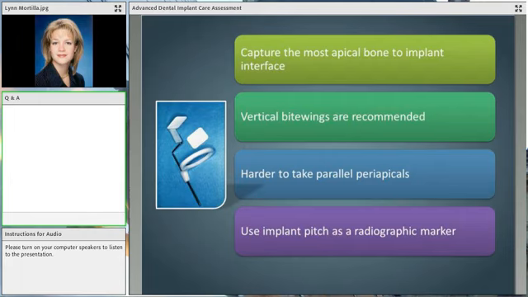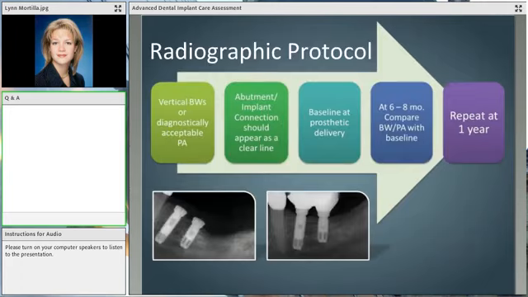In many research studies that you see, they will use implant pitch as a marker, and the pitch is the space between the threads of an implant. We usually do not denote things in the office by pitch, but you may see implant research like that. So, a radiographic protocol to follow: we want to take diagnostically acceptable radiographs. We want to make sure that we can see the implant to bone crest. If we see an abutment implant connection, it should be a clear line. We want to rely on the assistants and our doctors to help us be sure that we get a baseline radiograph at prosthetic delivery.